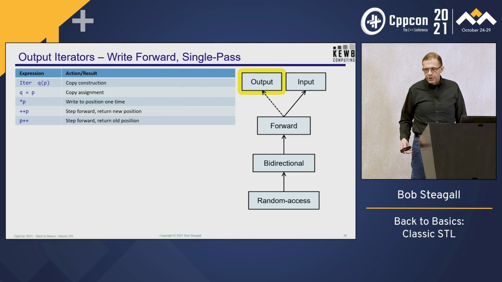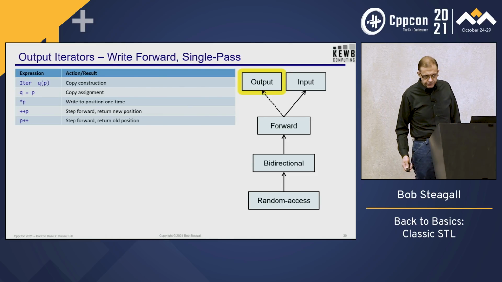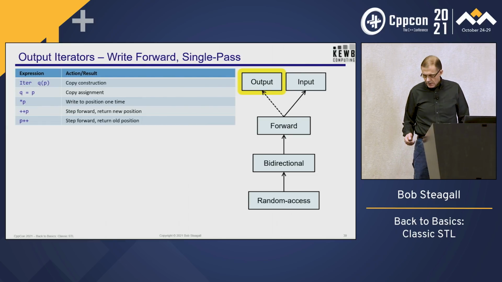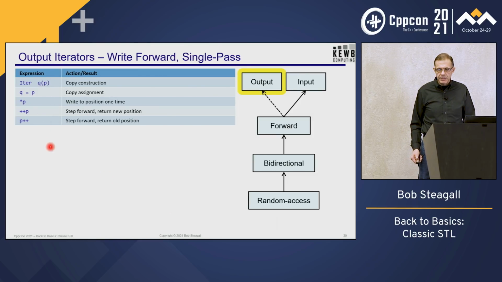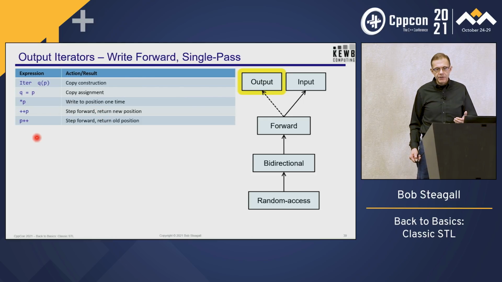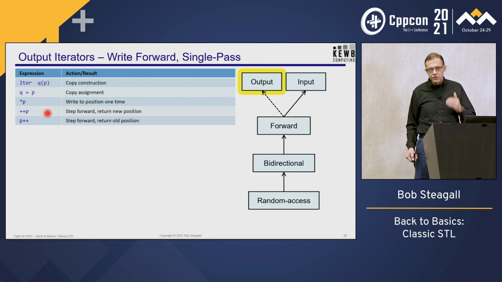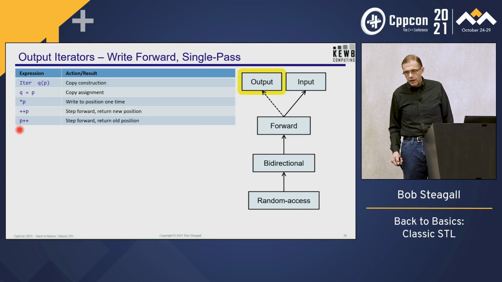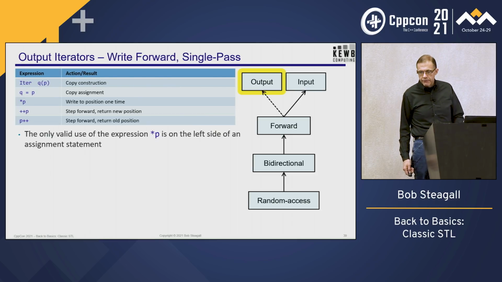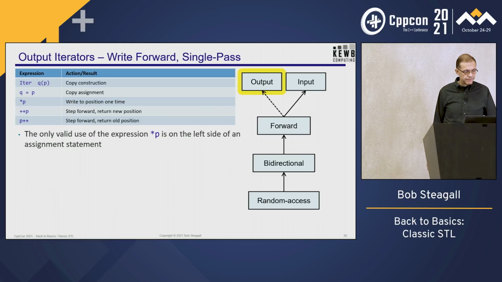So now let's build up the iterator interfaces from bottom to top. Let's start with output iterators, which are write forward single pass. Here's a little table of their capabilities and the interface that the standard guarantees that they provide. You have copy construction, copy assignment. You can write to a position one time, by dereferencing the iterator, you can use that dereference one time. And you can step forward, returning a new position, or you can step forward and return an old position. The only valid use of the dereference is on the left side of an assignment statement.